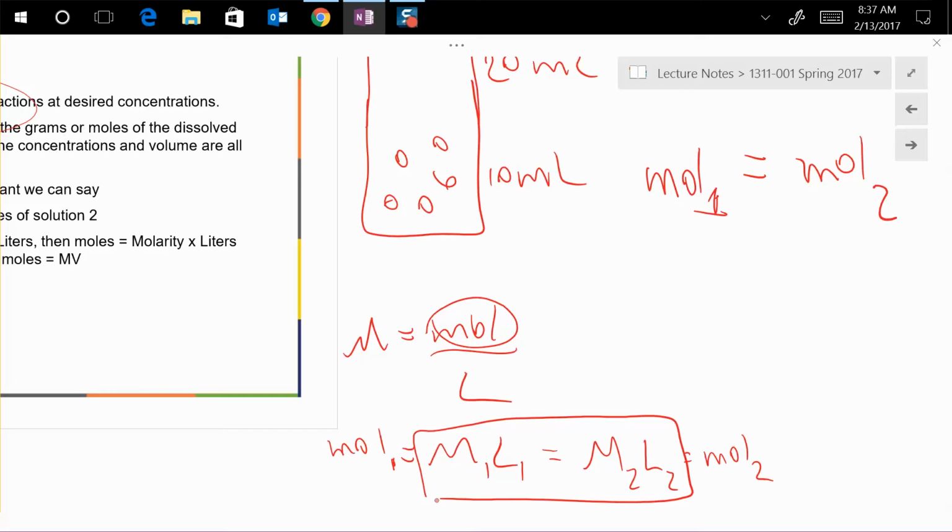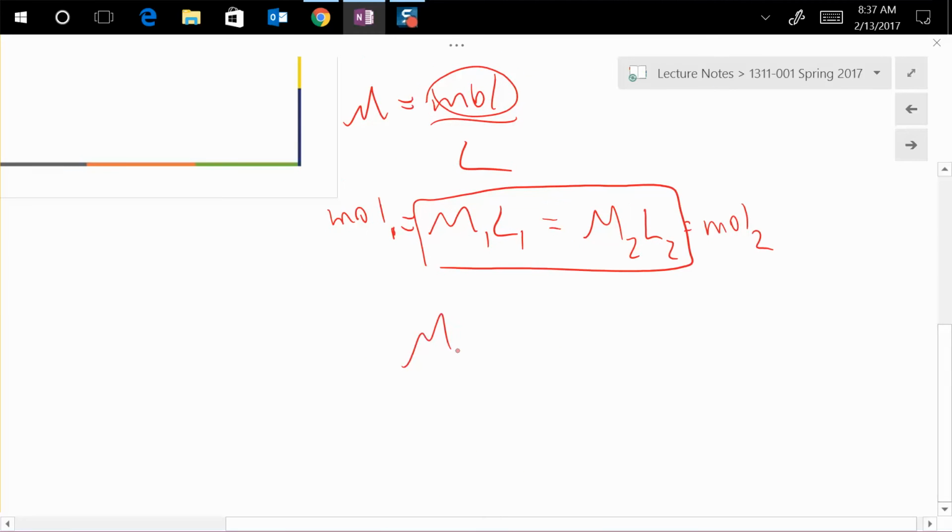M1, this is how we're going to rewrite it so that we understand it better. M1 V1 equals M2 V2. Okay? This is the dilution equation. M1 V1 equals M2 V2. The moles of the initial solution are equal to the moles of the second solution.